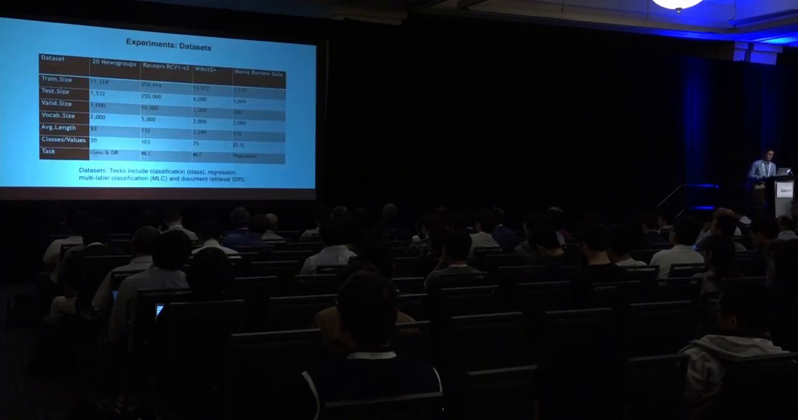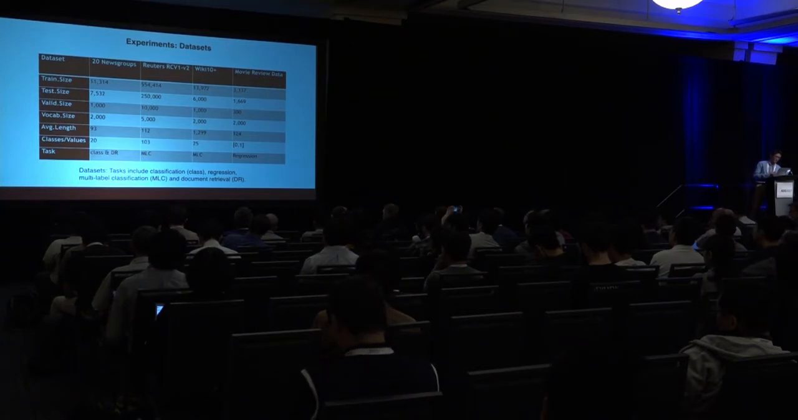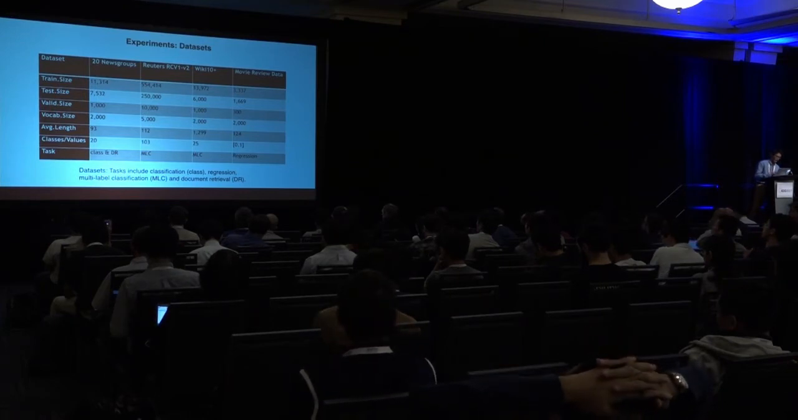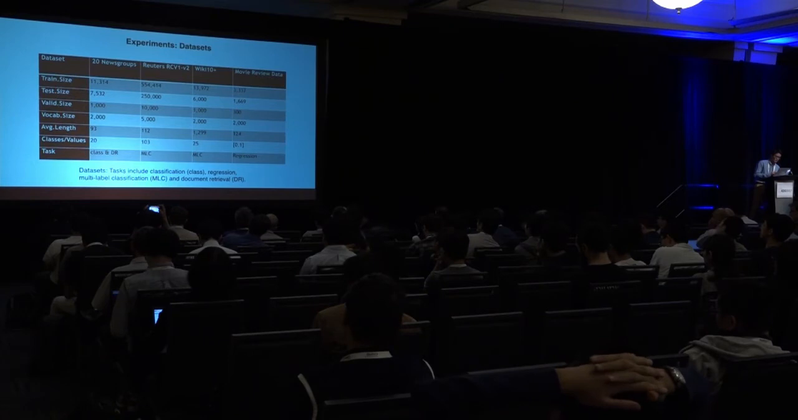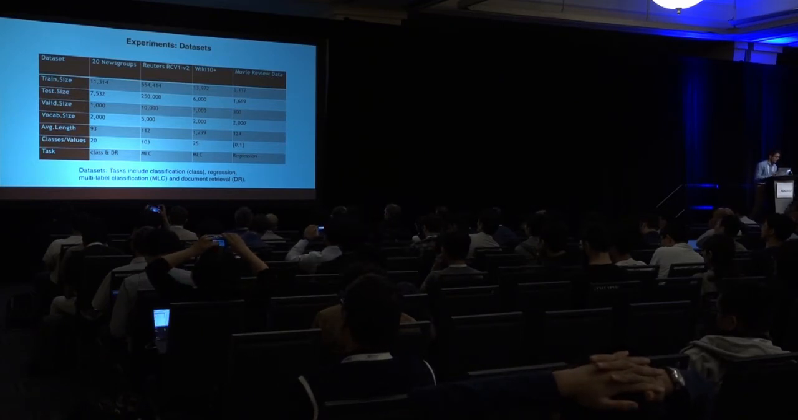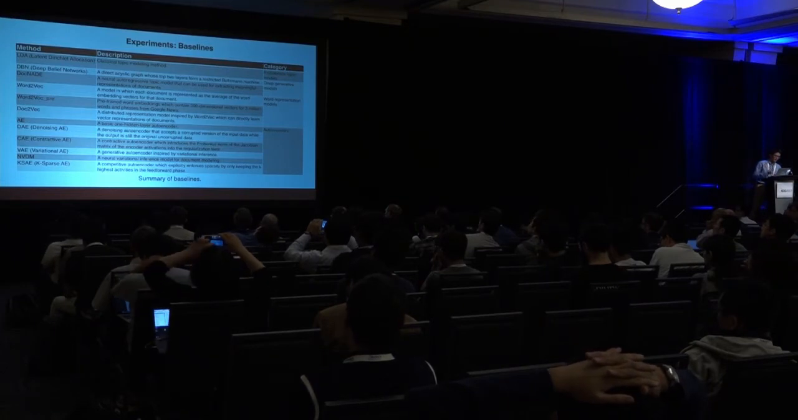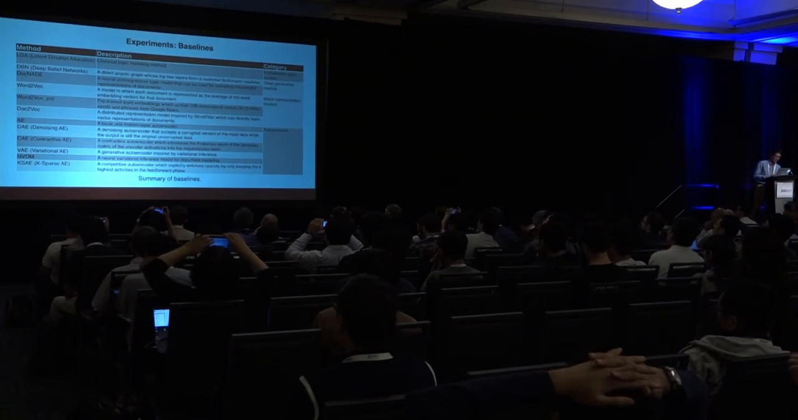Here we show the summary of the datasets used in our experiments, including 20 Newsgroups, Reuters, Wiki10+, and movie review data. And we evaluated the quality of learned document representations in terms of several downstream tasks, including classification, regression, multi-label classification, and document retrieval. And our baseline methods include autoencoders, probabilistic topic models, deep generative models, and word representation models.